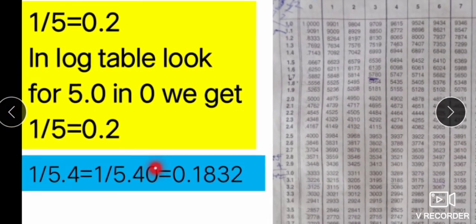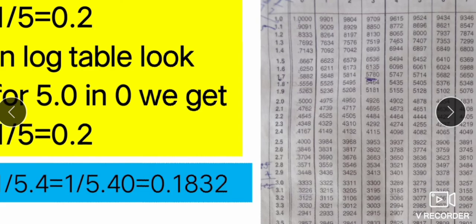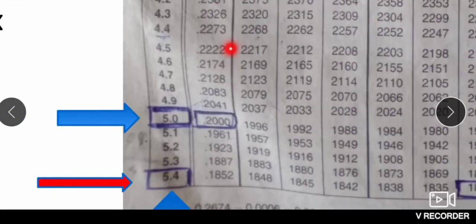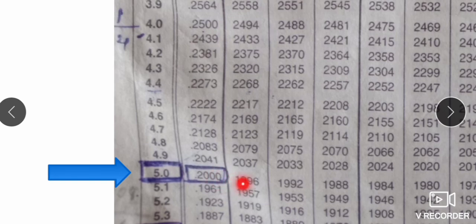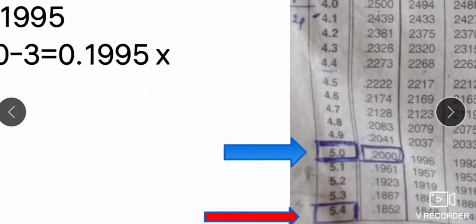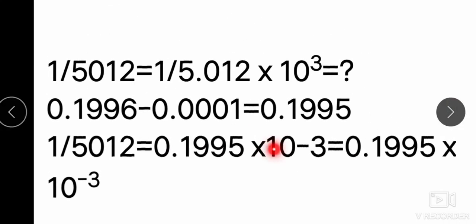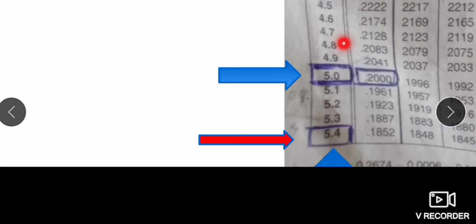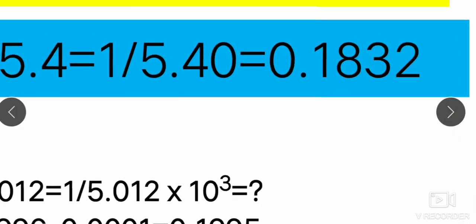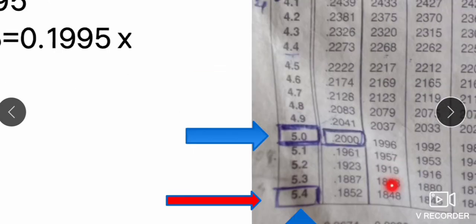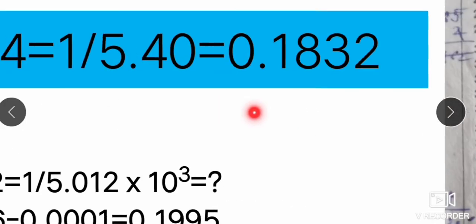See again, 1 upon 5 is 0.2. So here we can check: 5.0 under the 0th column is 0.2000. The value of 5.4 under the 0th column is 0.1852. Yes, 0.1832. Sorry, it should be 5.2.